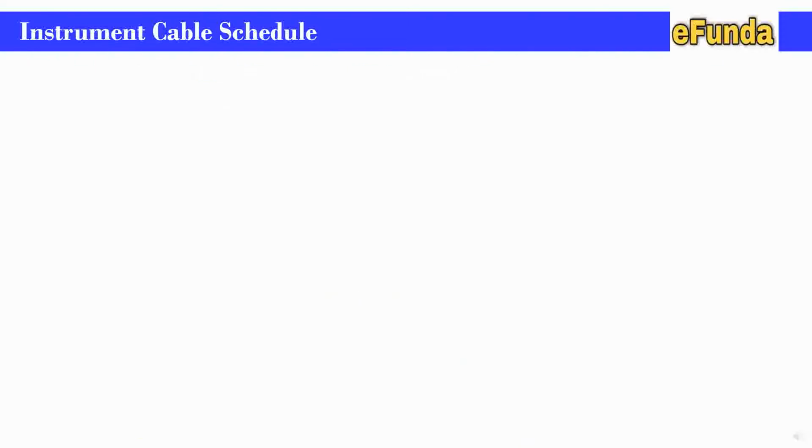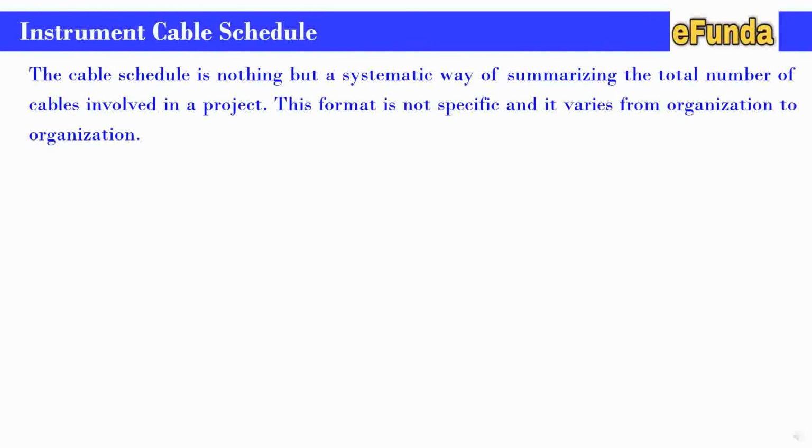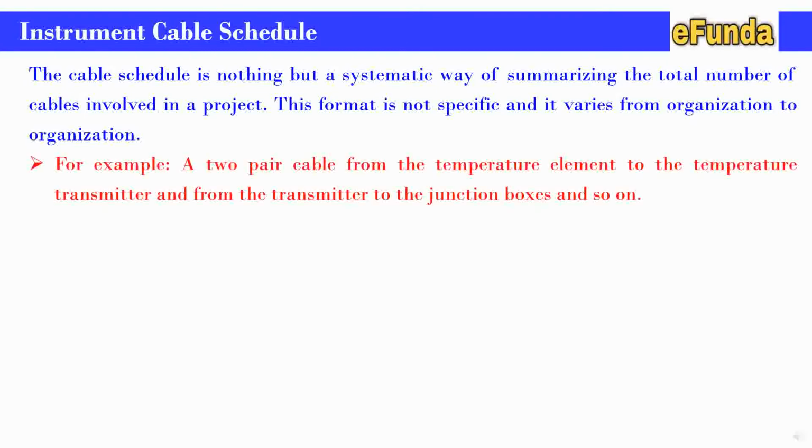Instrument cable schedule. The cable schedule is nothing but a systematic way of summarizing the total number of cables involved in a project. This format is not specific and it varies from organization to organization. For example, a two-pair cable from a temperature element to temperature transmitter and from the transmitter to the junction boxes and so on.